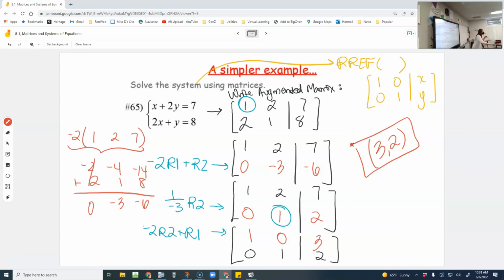Plug it in as a matrix to your calculator and use RREF, or go back to what I was literally teaching Algebra 1A today. And Algebra 1A was how to test solutions to systems. How do you test a solution to a system? Plug it in. Is 3 plus 2 times 2, 3 plus 4, 7? Yes. Is 2 times 3, 6 plus 2, 8? Yes, it is.